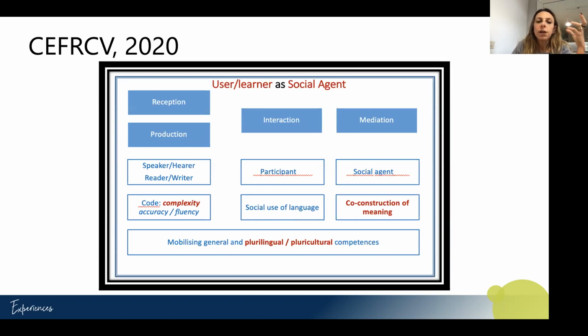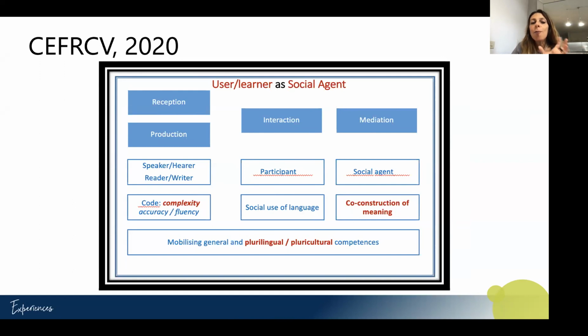This is the new idea, which is linked to the action-oriented approach by Brian North and Enrica Piccardo, considering the speaker as a social agent. A social agent means that the speaker is not isolated, is always immersed in a context, and we need to consider this context. We need to consider all the different situations, and also the resources, mobilizing general and plurilingual, pluricultural competencies. So every interlocutor, every speaker, and every learner will use all his or her own resources and competencies that could be verbal, non-verbal, body language, anything of resource in order to communicate, to co-construct meaning, and to interact with the interlocutor.